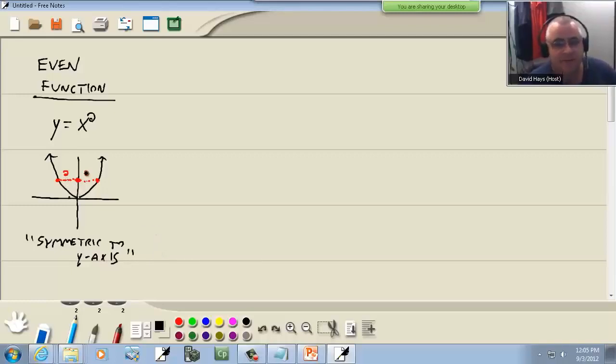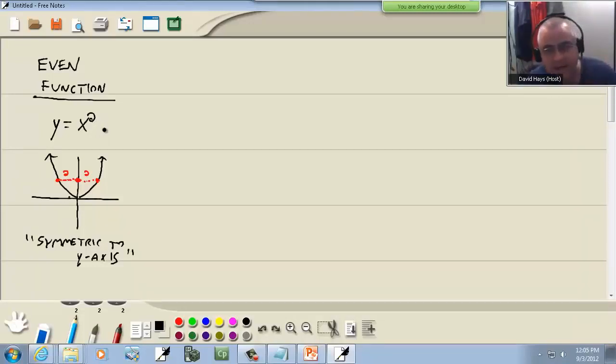A very easy way to think of it in terms of your graph: if you can take the right side of your graph and flip it, reflect it across the y-axis, and it lands exactly on the left part of the graph, then that means it's an even function. So it flips once. Now it has nothing to do with an x squared. I can give you a problem that has an x squared in it that's not even.